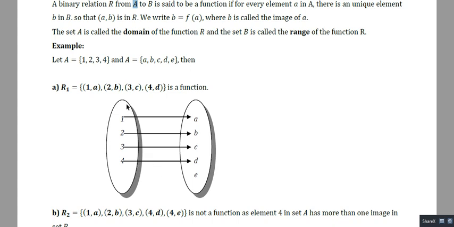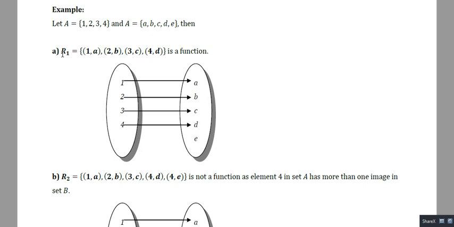So always keep in your mind that this left set is also known as the domain of the function. No element should be left untouched. All the elements should be mapped to some element in set B. Now, in set B, elements can remain untouched, or they may not have any pre-image in set A, right? So this R1 is called a function, right?